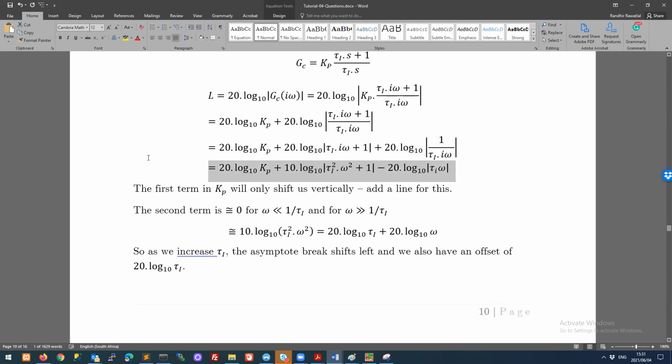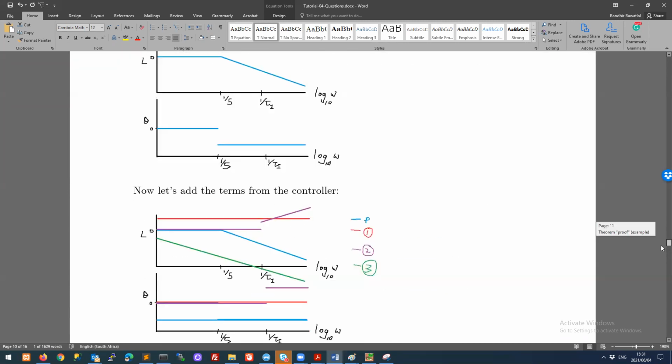First of all, the proportional part we know is just going to cause a vertical shift. There's no imaginary part to this. So let's plot the contributions from each of these terms. Let's plot this first part here, and I've already done that here.